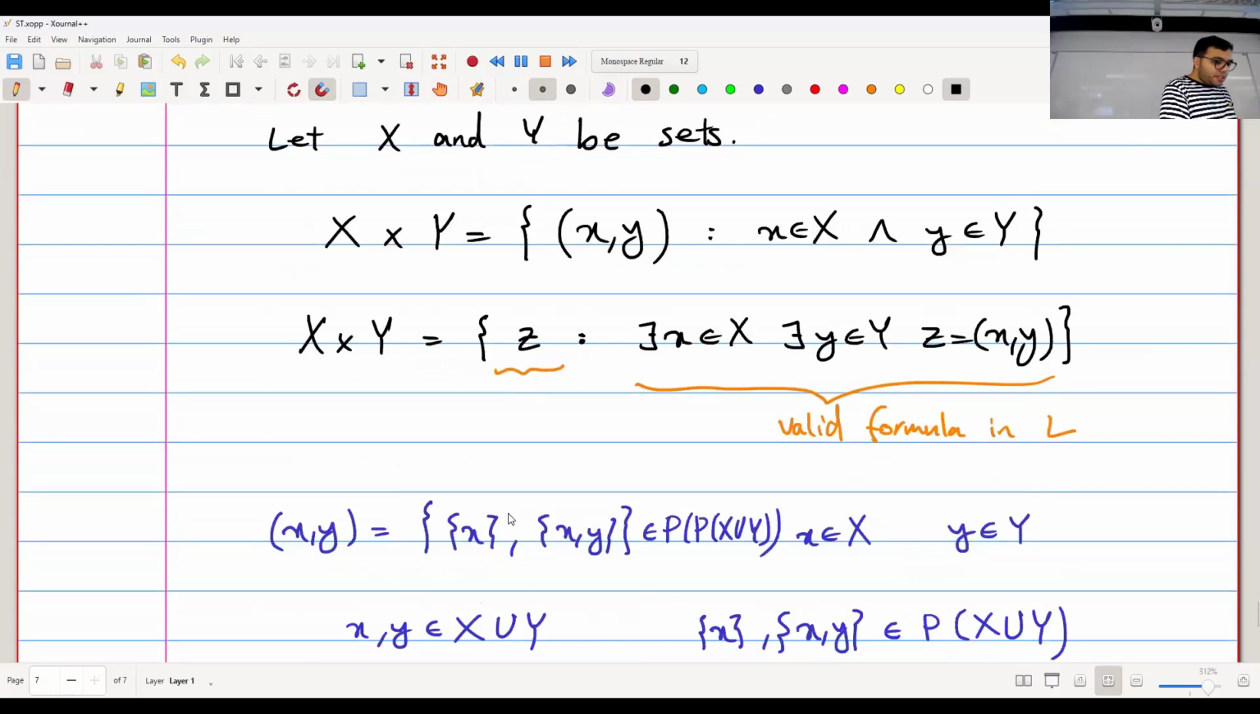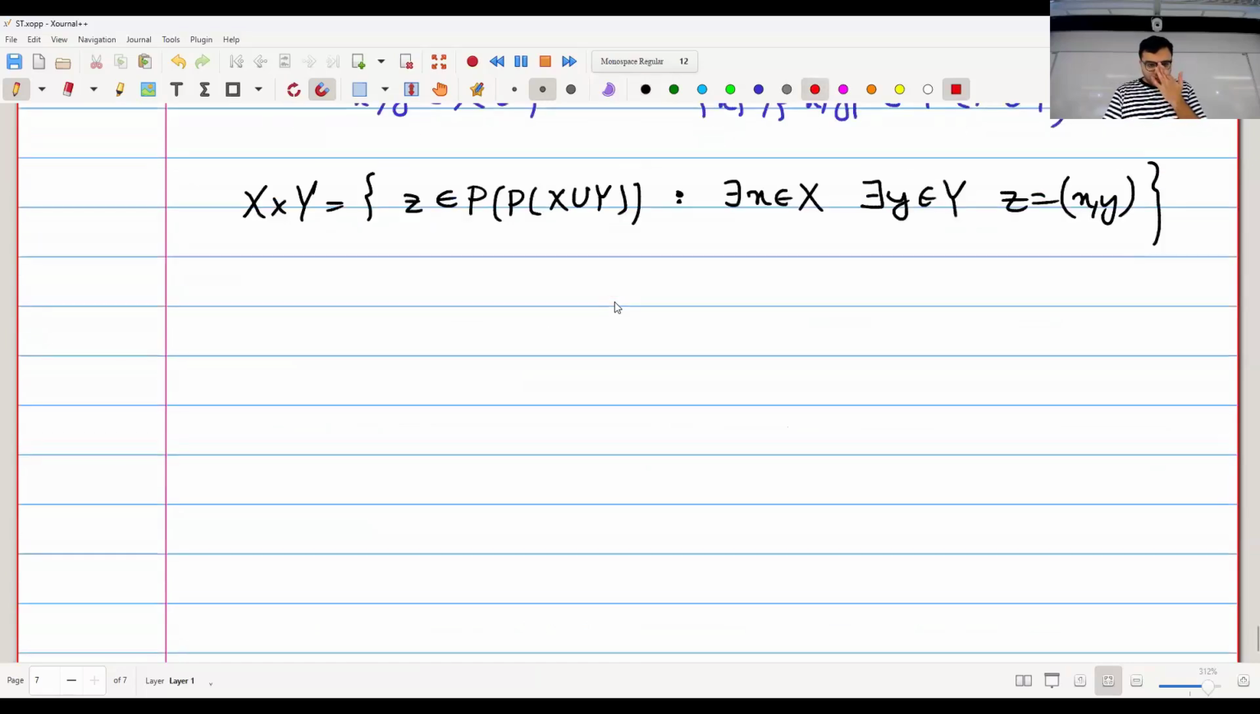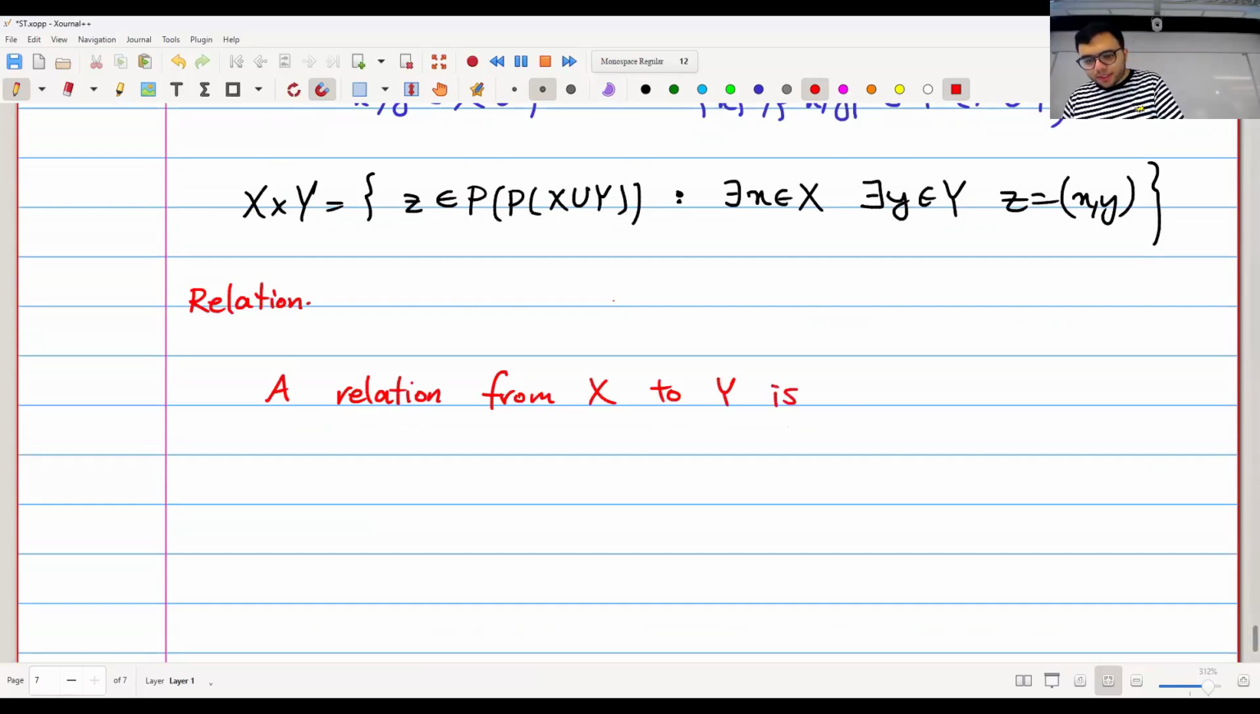Okay. But as soon as I have the Cartesian product, I can talk about relations and functions, right? And these are, again, normal things that I will not waste a lot of time on. So relations, what's this? A relation from X to Y is simply defined as a subset R of X times Y. Okay, so any subset of X times Y is a relation.